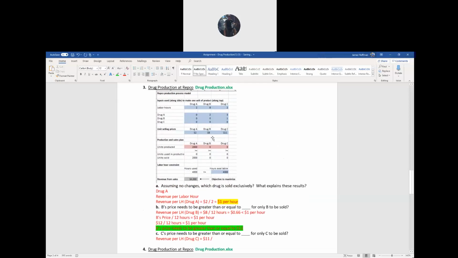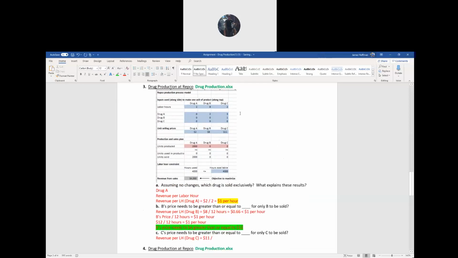Okay, now who can tell me how many hours it takes to make one drug C? Is it 18? It's close to 18. 16? Other direction. Oh, shoot. So then it would be 20. Yeah. So see how I'm messing up.